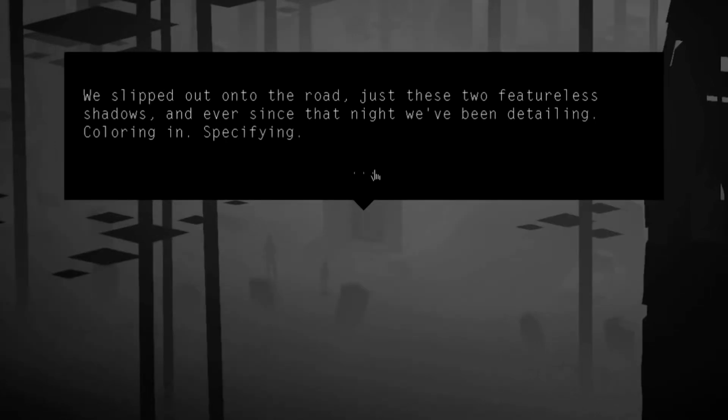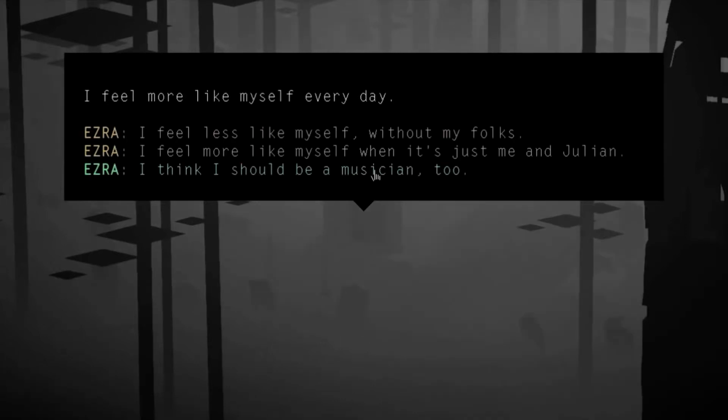We slipped out onto the road, just these two featureless shadows, and ever since that night we've been detailing, coloring in, specifying. I feel more like myself every day.